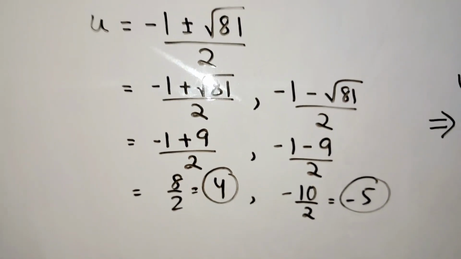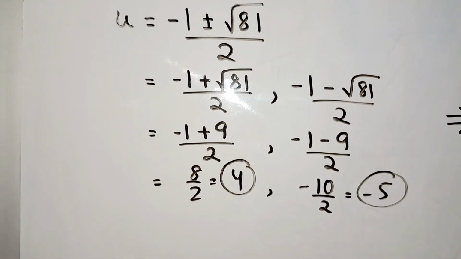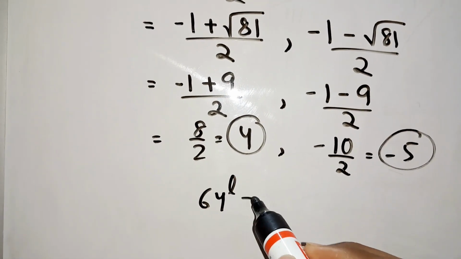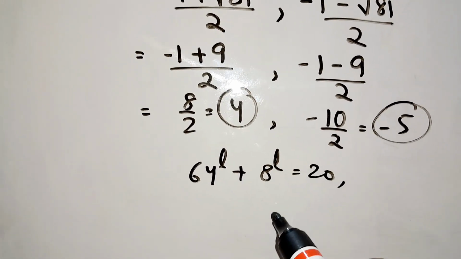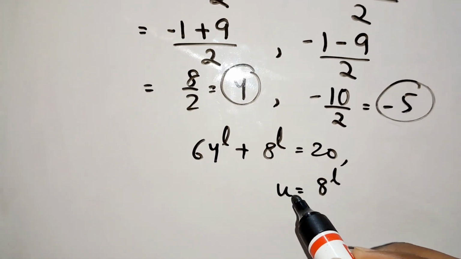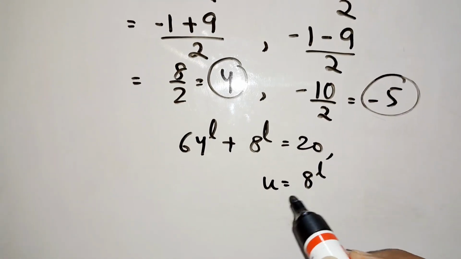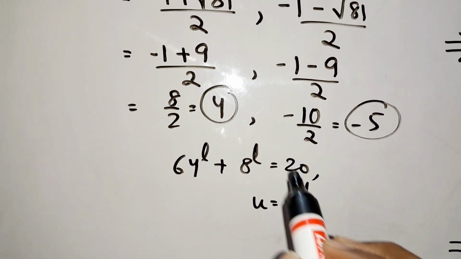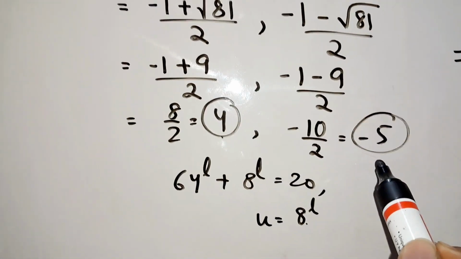Okay, so we got two solutions for u. But what is the required solution? We need it for L, because the equation is 64^L + 8^L = 20, and we have substituted u = 8^L. Now this is for u, the solutions we got for u, but we need L. So we'll substitute 8^L = u. We have to decide here whether we take 4 or -5.